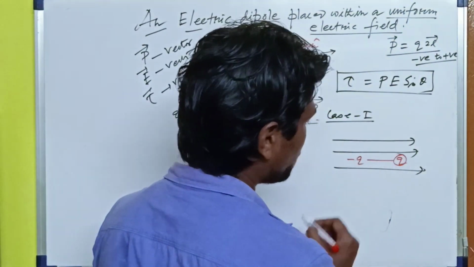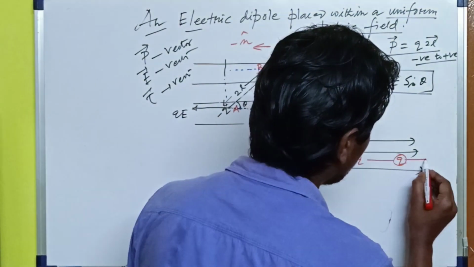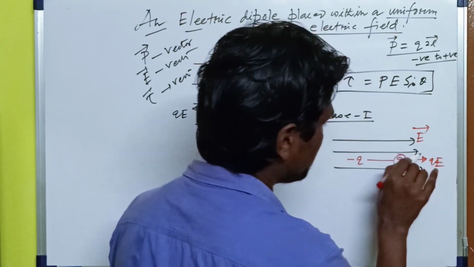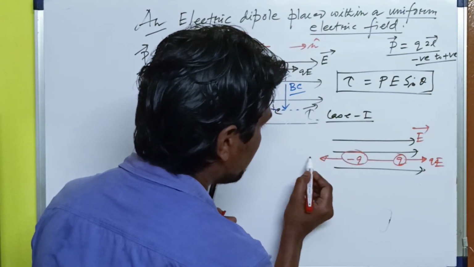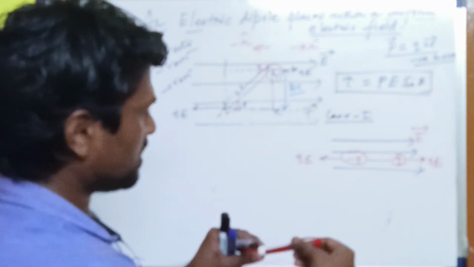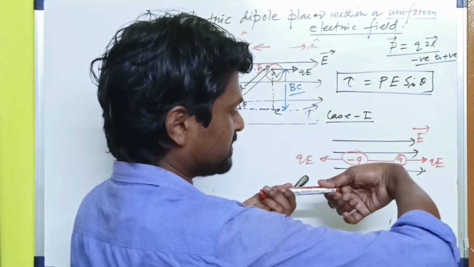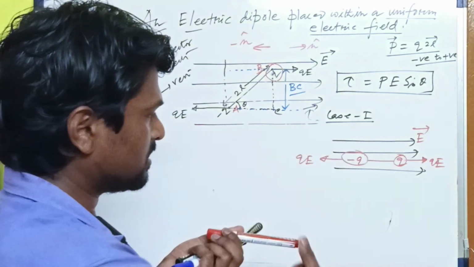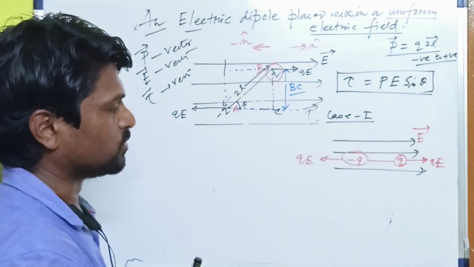Then we know that the positive charge always moves along the direction of electric field. So the electric field creates a force of QE along this direction, and for that negative charge, this force acts along this direction. So students, if we draw with this pen along this direction and with our left hand along this direction, then it can't rotate, because those two equal forces balance that particular dipole.